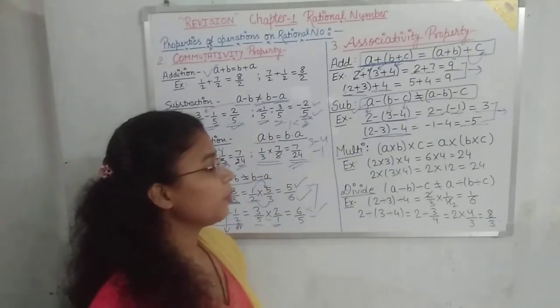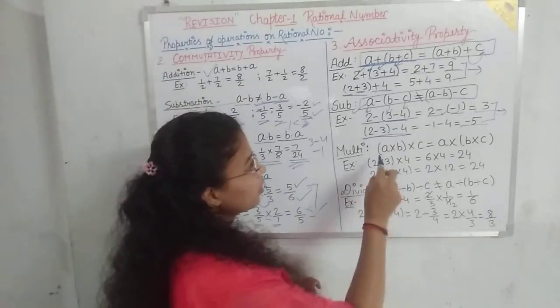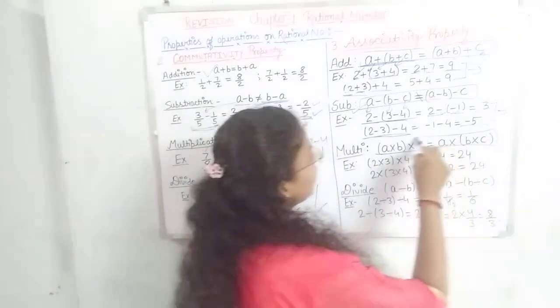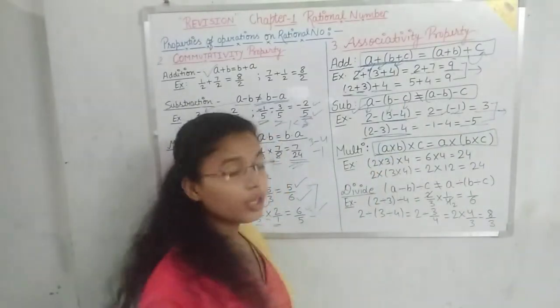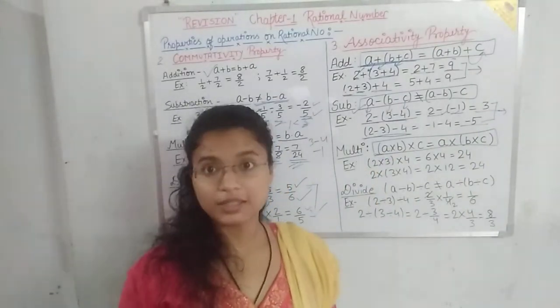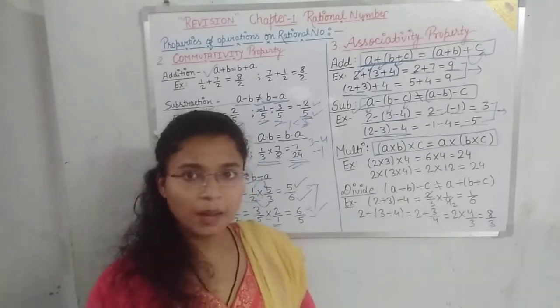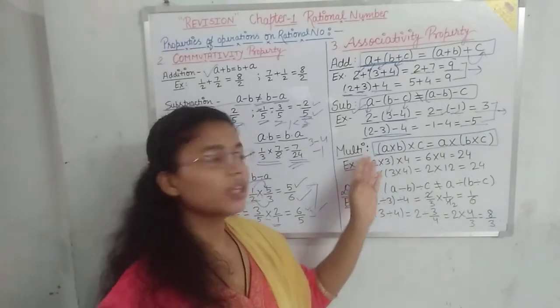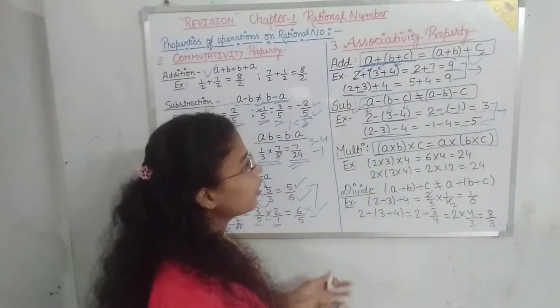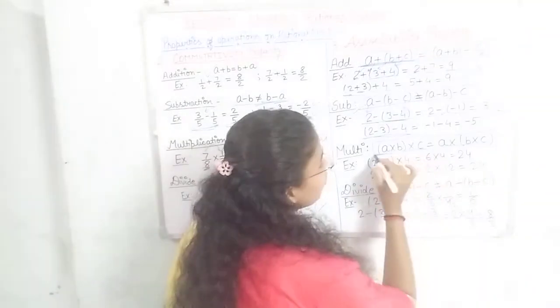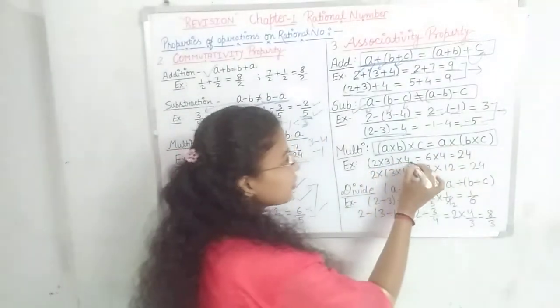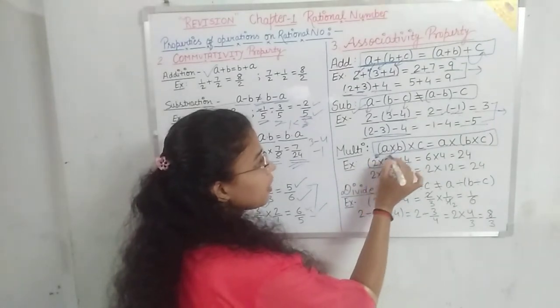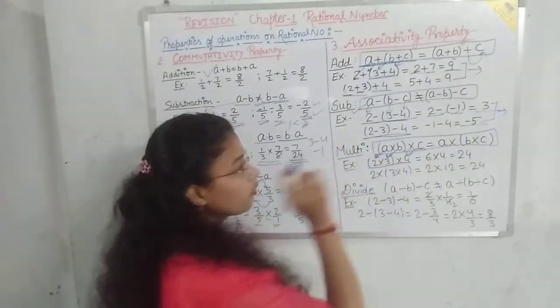Next is for the multiplication, and this is your condition. Learn all the conditions because this is very useful when you solve your exercise. Now take the same example. Put all the values in the left hand side first. This is your left hand side. When you put all the values, you will get this: in the place of a 2, in the place of b 3, and in the place of c 4.